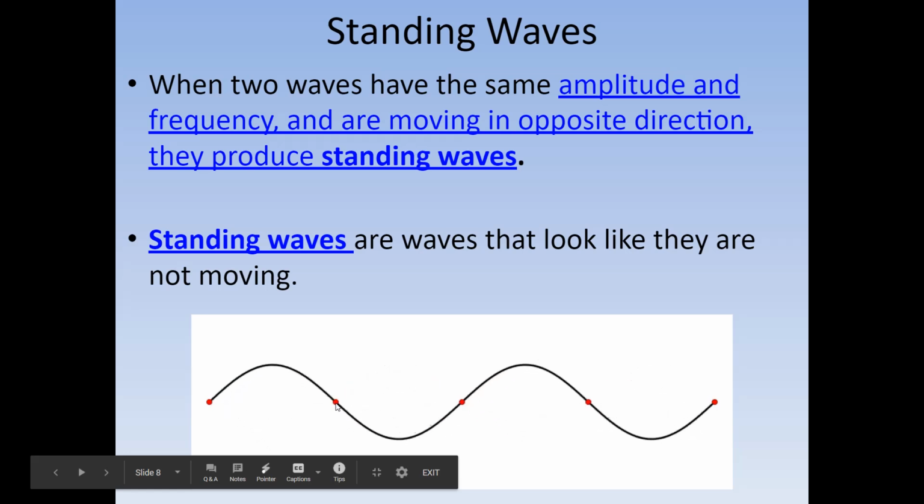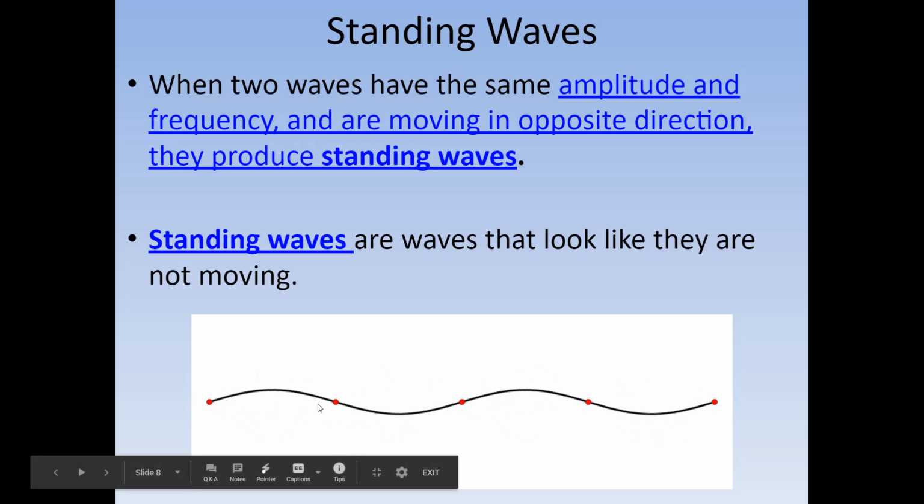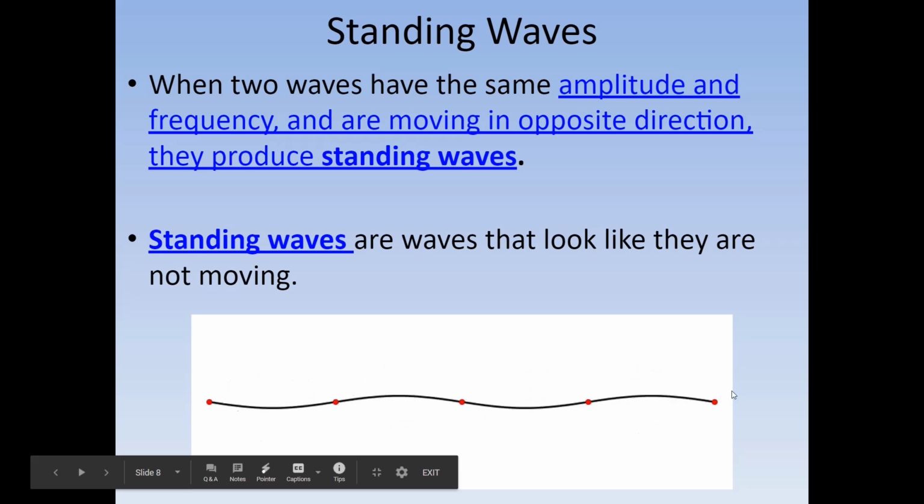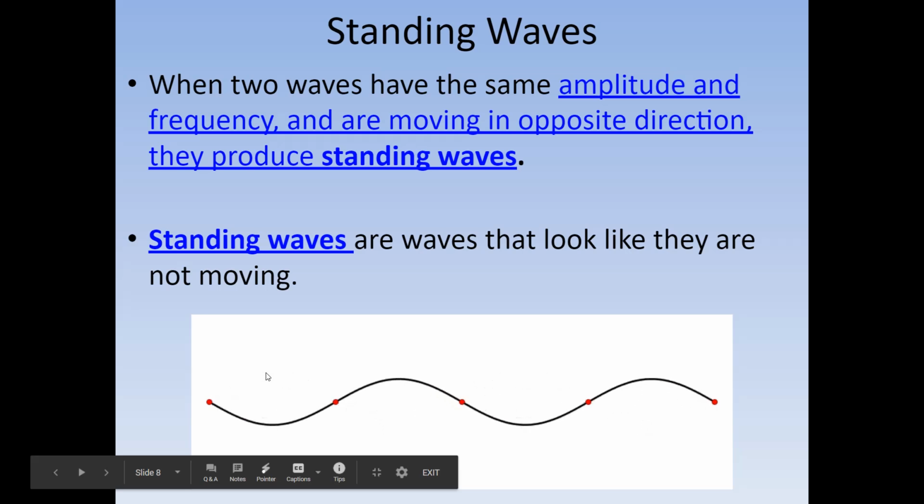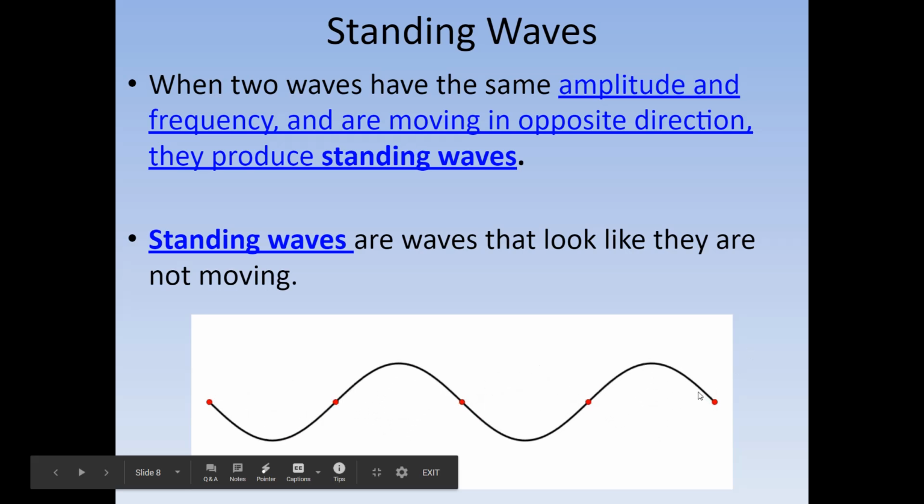The other point is this point here. These red dots are the points that don't move at all. These are what we call nodes, N-O-D-E, nodes. You could think of it as no displacement. So the nodes occur where it crosses pretty much the zero line, that equilibrium line, and then the antinodes are the crests and troughs. So this entire thing would be one antinode, and this would be two antinodes, and so on and so on.